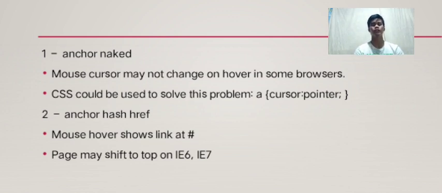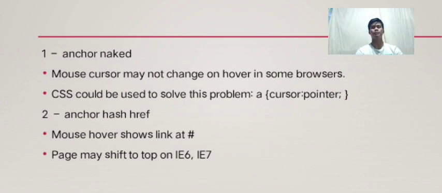First is the anchor onclick. Mouse cursor may not change, only on hover in some browsers. CSS could be used to solve this problem, using cursor pointer. And the second is the anchor hash href. Mouse hover must show link as numbers.